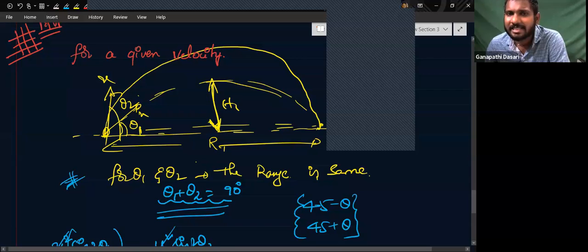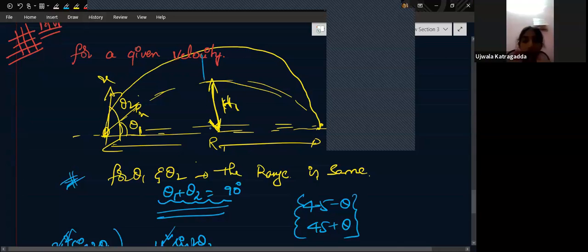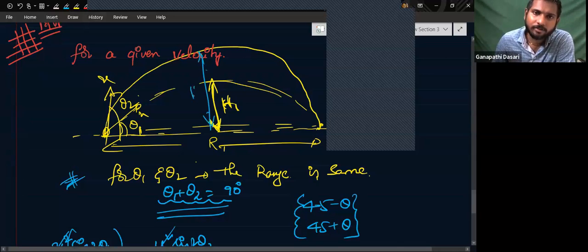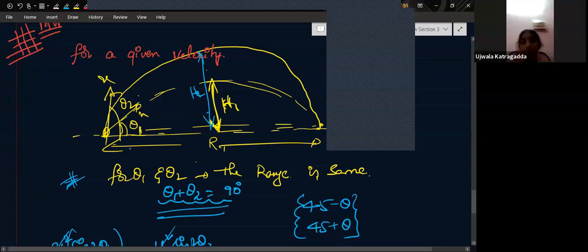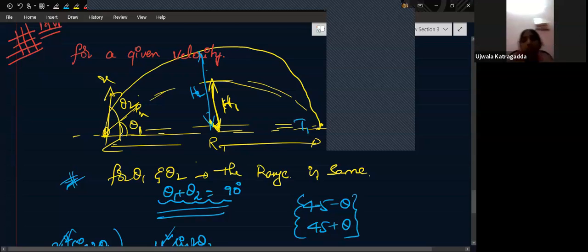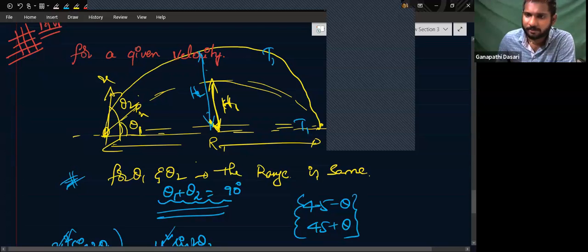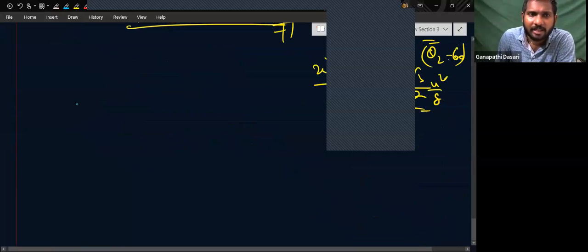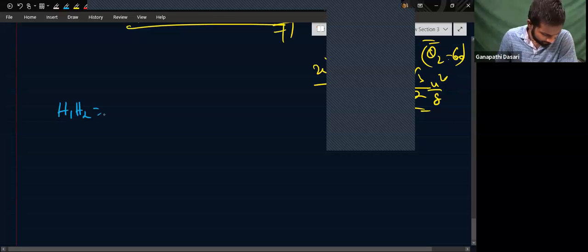So there will be height H1 or not? Maximum height in this case for theta 1. Yes, sir. There will be height H2 or not? Yes, sir. For theta 2. For the first angle, there will be a time of flight T1 or not? There will be, for the second angle, time T2 or not? Yes, sir. The relations will be given. H1 and H2 multiplied will be equal to R square by 16. This is one important result.